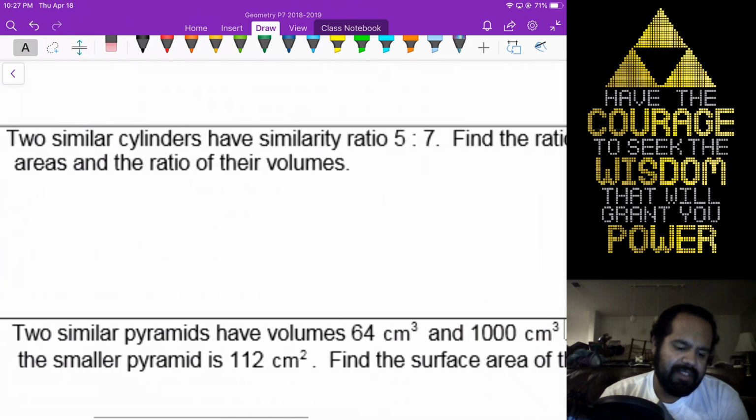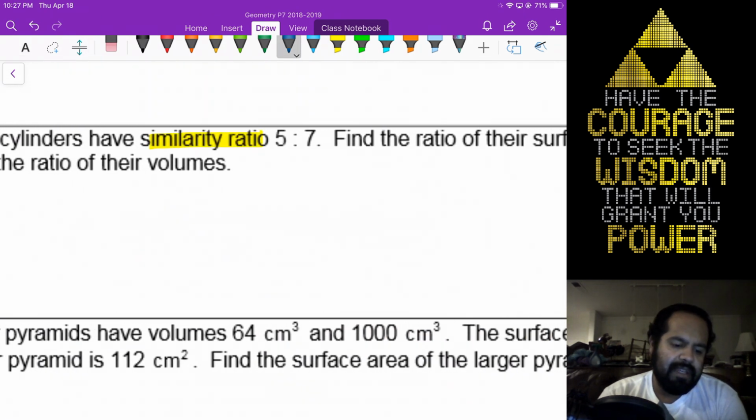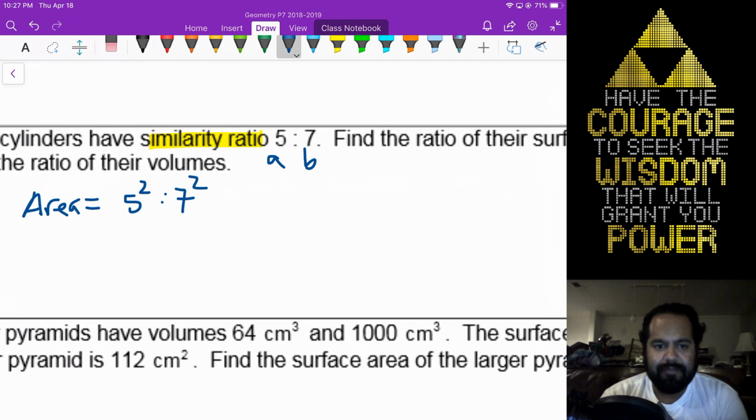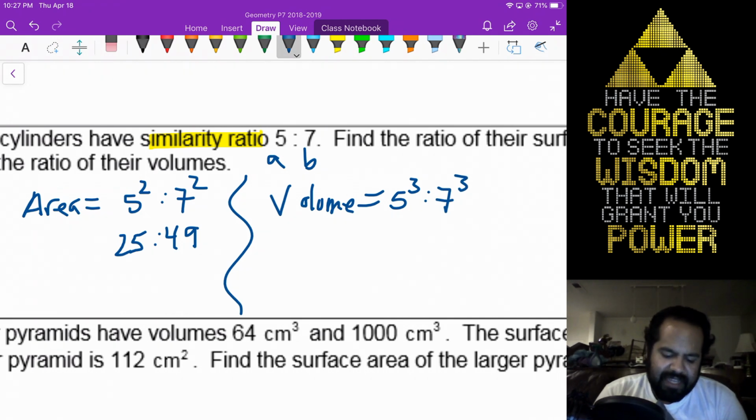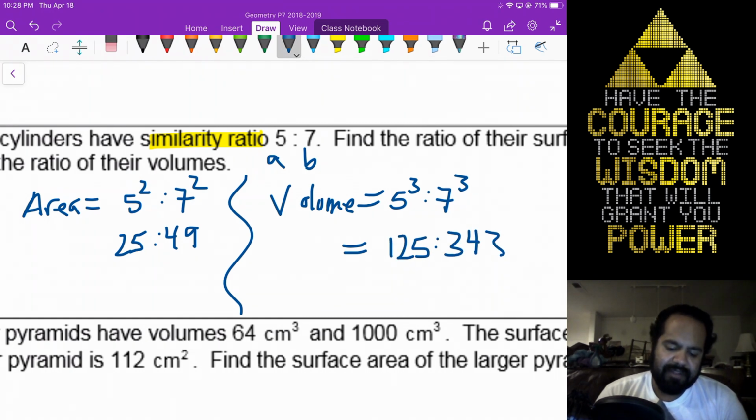So all you're going to do is take the similarity ratio of 5 to 7, and to find your area, you're going to say that it's 5 squared to 7 squared. So that should get you 25 to 49. Your volume is going to be 5 cubed to 7 cubed. So that's going to get you 125 to 343.